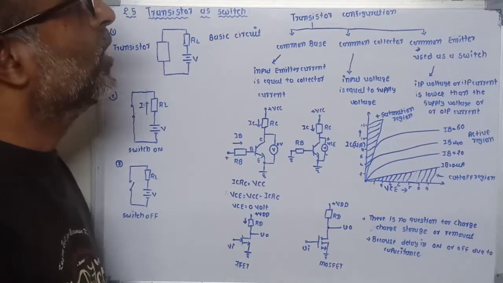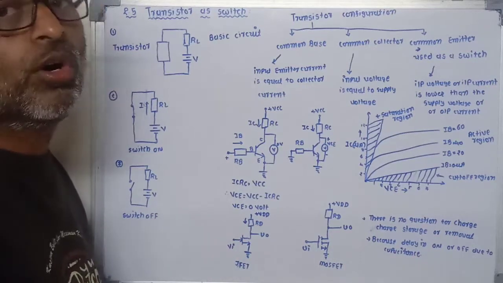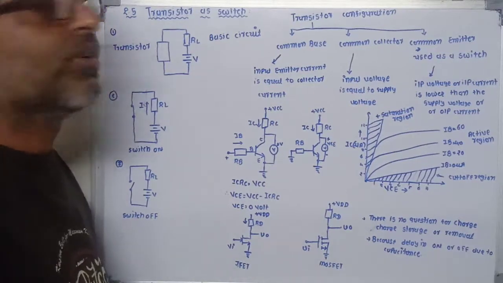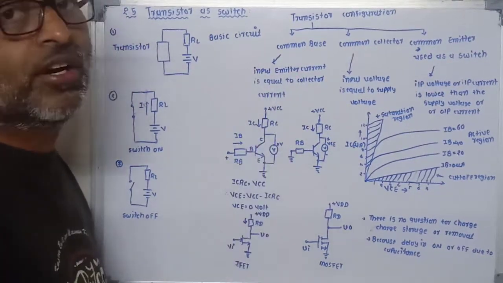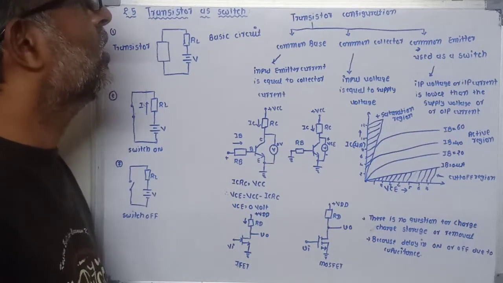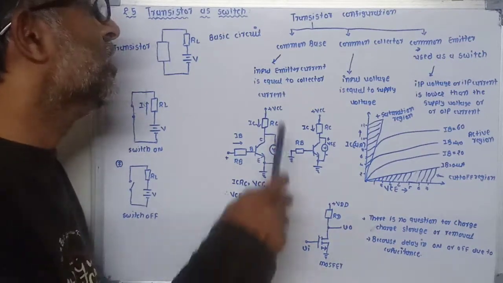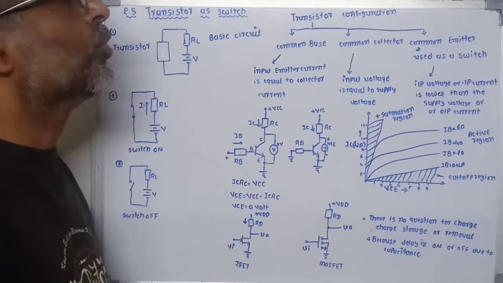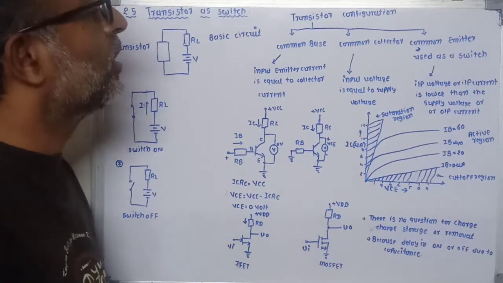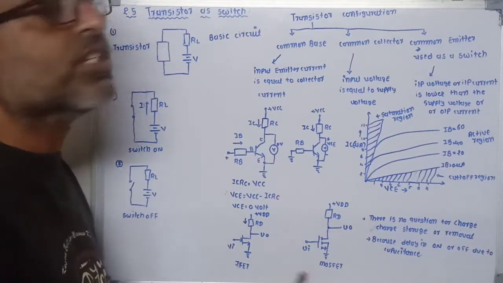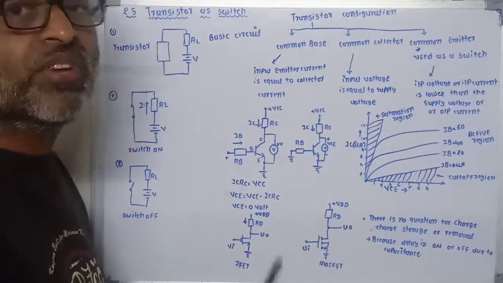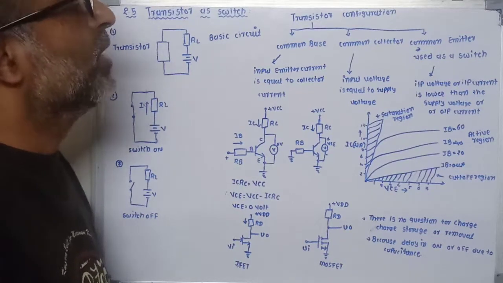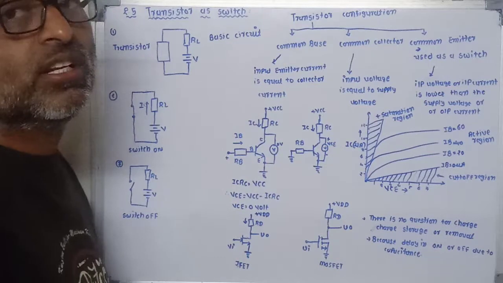Mostly the common emitter configuration of the transistor is used as a switch, because the value of input emitter current to turn on the transistor in common base configuration is equal to the collector current, and the value of input voltage to turn on the transistor in common collector configuration is equal to the supply voltage, while the value of input voltage or input current to turn on the transistor in common emitter configuration is lower than the supply voltage or output current.